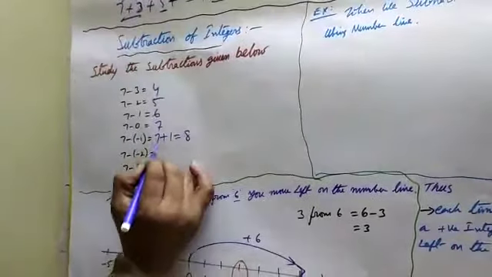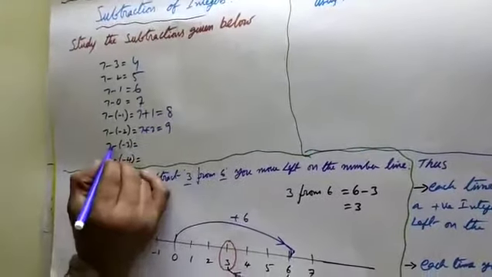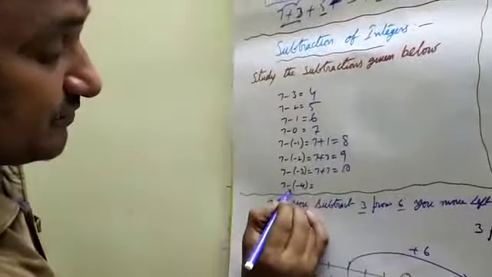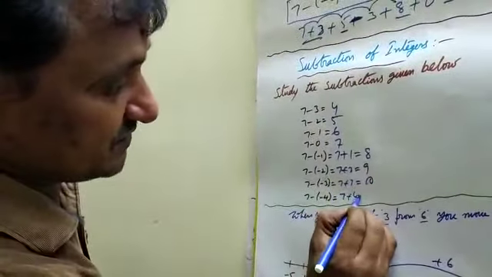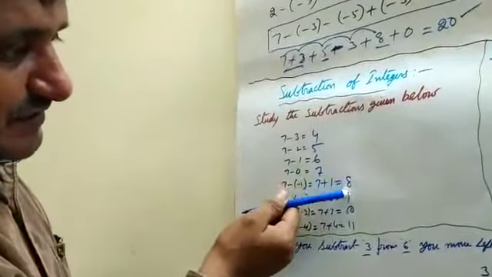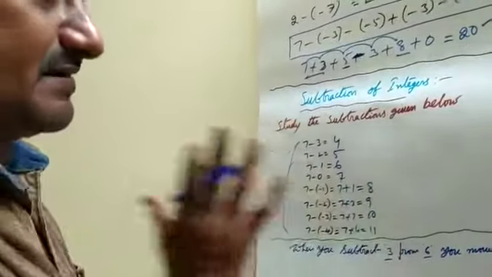7 minus of minus 2, like this above process, 7 plus 2 is equal to 9. Therefore 7 minus of minus 3, therefore 7 plus 3 is equal to 10. Therefore 7 minus of minus 4 is equal to 7 plus 4 is equal to 11. Like this, 4, 5, 6, 7, 8, 9, 10. This is like one type of pattern.